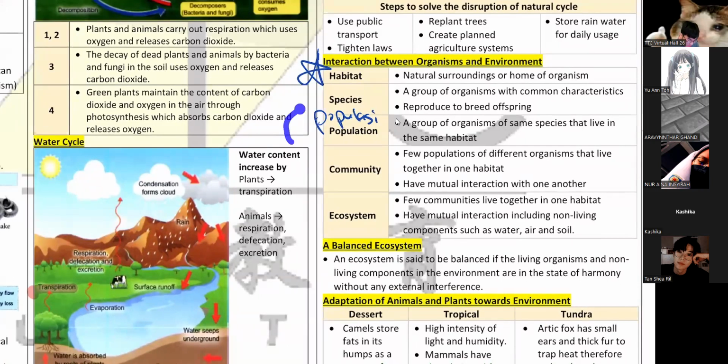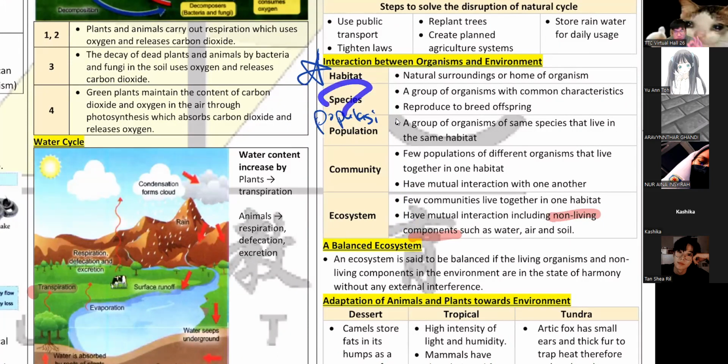Anyway, when you have a few populations together, you get a community. And then when you put the non-living component together, let's say you include water, sunlight, stone, soil, you put all these things together, you will get an ecosystem.